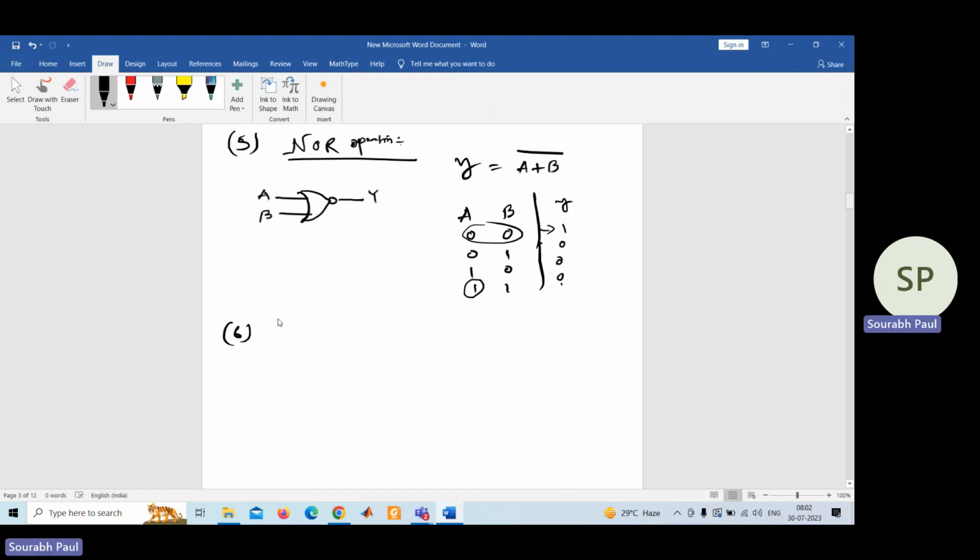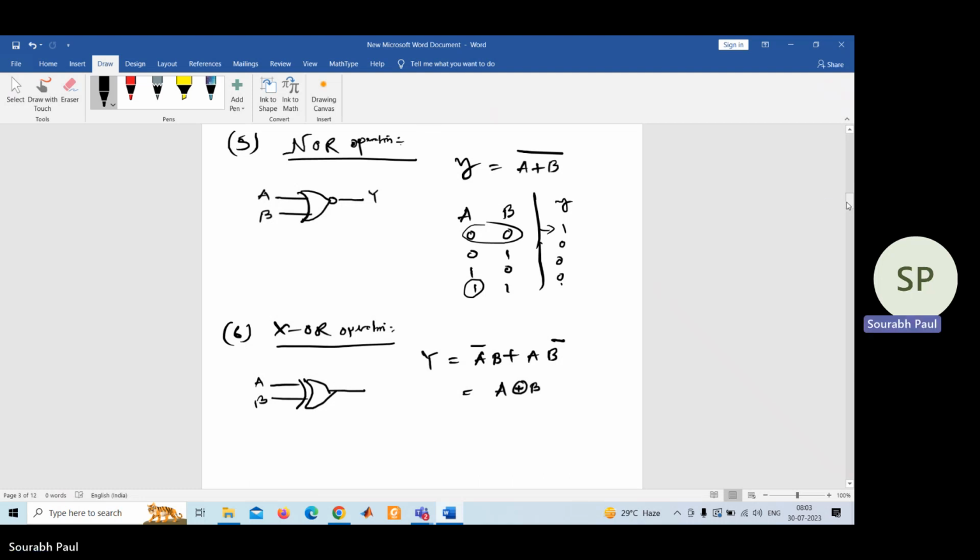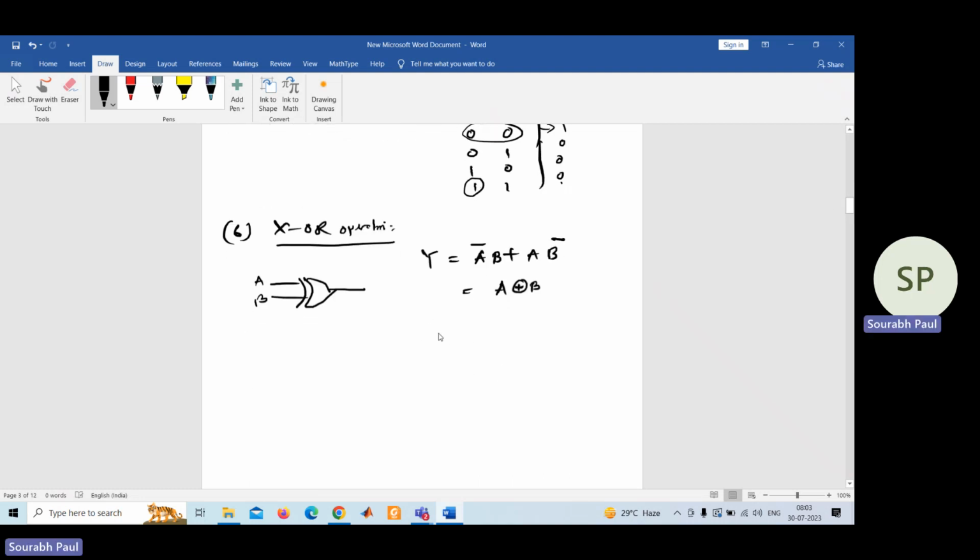Then next is XOR operation. What is XOR operation? This, all of you know, is the XOR gate. Two inputs A and B, and the expression is given as Y equal to A bar B plus A B bar. And this is given in this form, A XOR B. Okay. Now the truth table of XOR gate.